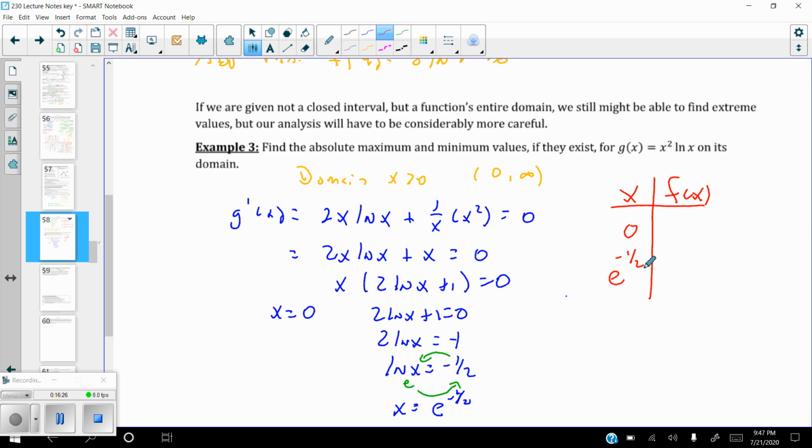Okay, so if we plug 0 into our function, well, we can't. It's out of the domain. So that shouldn't have even been a possibility. Doesn't work. It's not in the domain. So now all we have to do is figure out, okay, what does this graph look like?